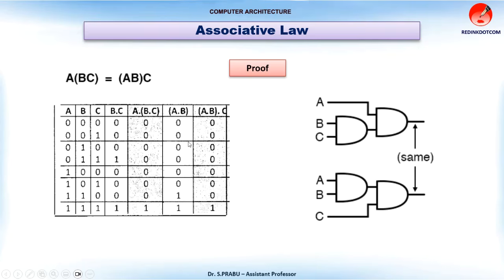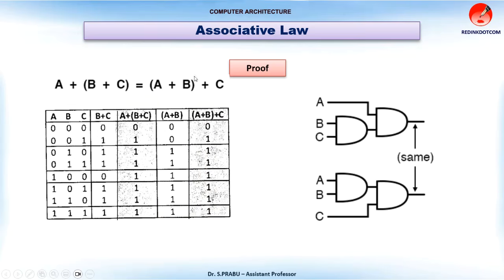In the right hand side, first A dot B can be calculated, so that can be written here. Then A dot B dot C. These two values are involved in the AND operation, so that can be written here. Now you compare these two values, and you can get the same result. In the same way, you can prove the second rule of the associative law.